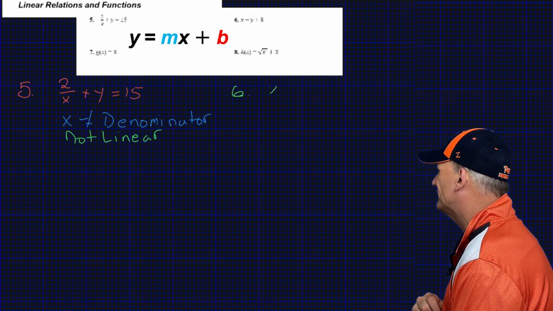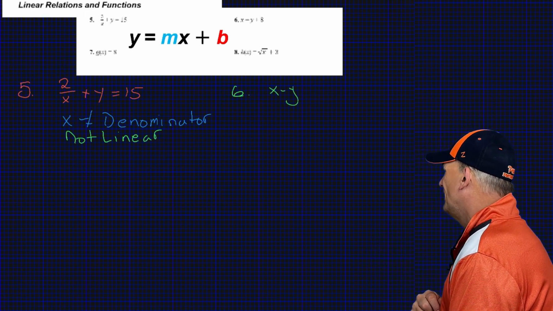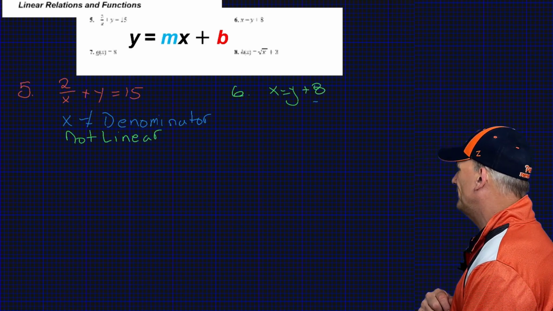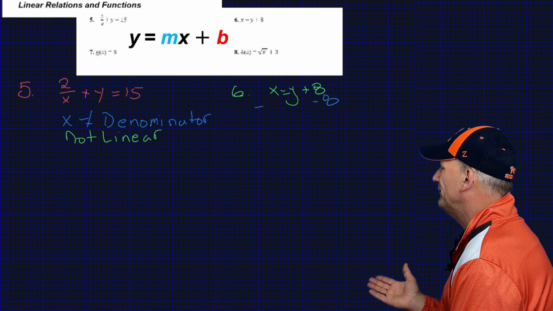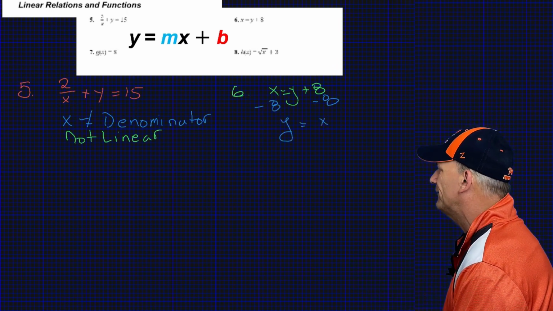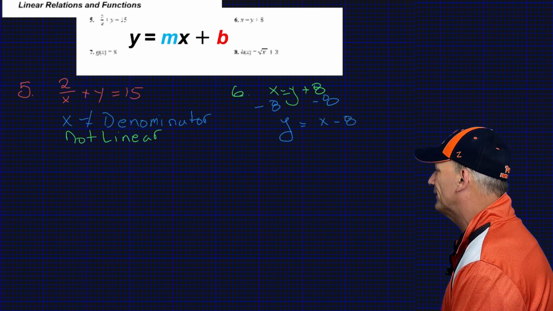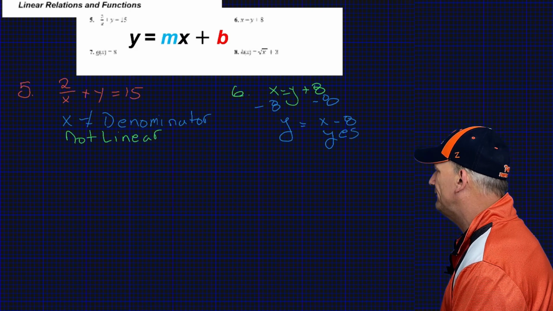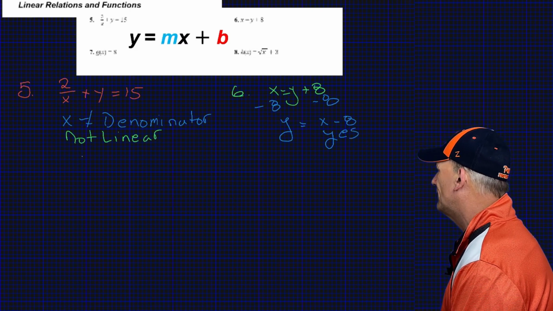Okay, look at number 6. What do we have? All right, so we have x minus y, right, plus 8. Now, all we have to do to put this in slope-intercept form is subtract 8 from both sides, and you have what? y equals x minus 8. Slope is 1, y-intercept is negative 8. Obviously, yes, it's linear.